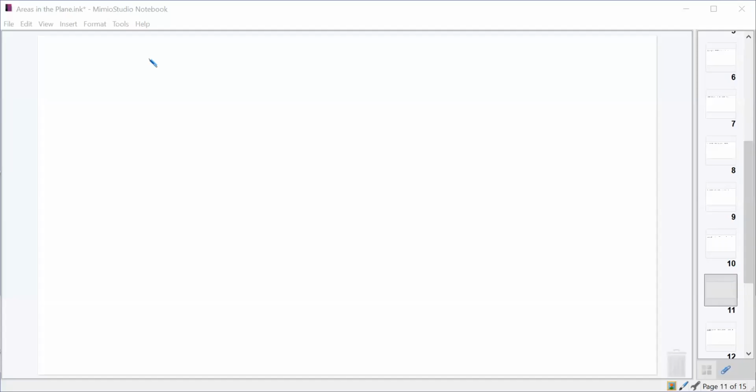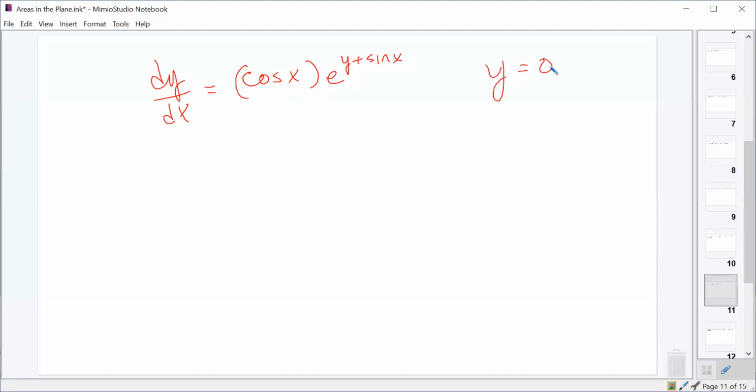dy/dx equals cosine x times (e to the power of y plus sine x), with y equals 0 and x equals 0. Okay, all right, so clearly this is a separable differential equation because it's got x's and y's with our dy dx.